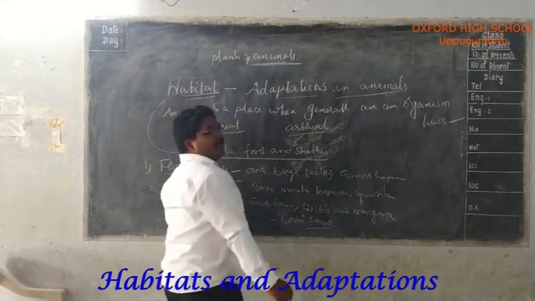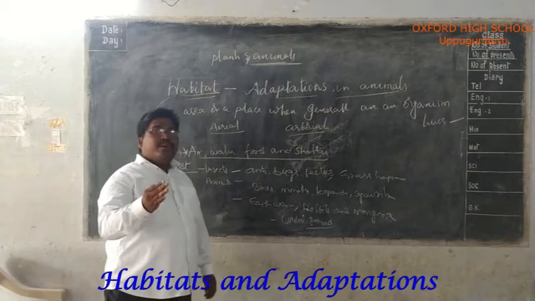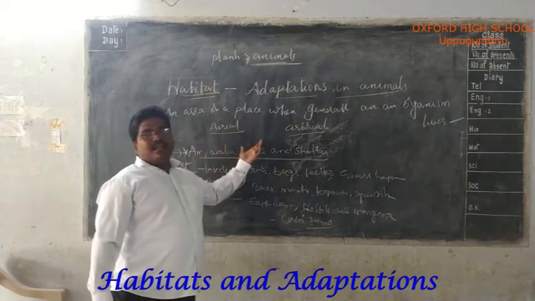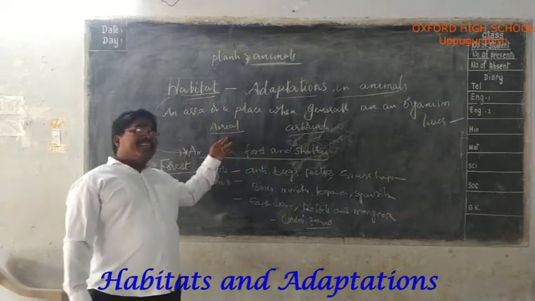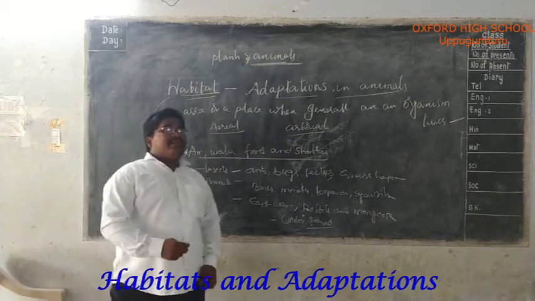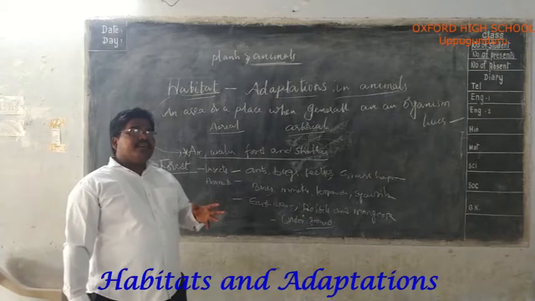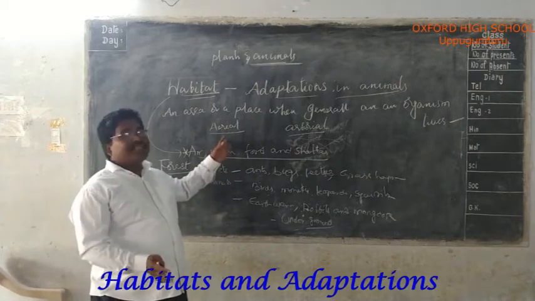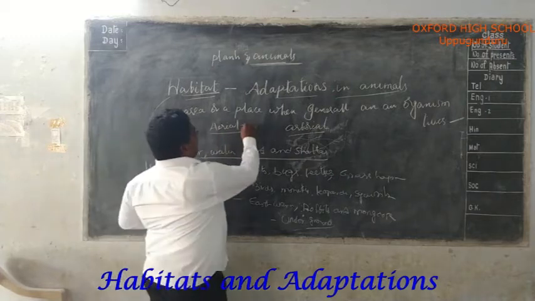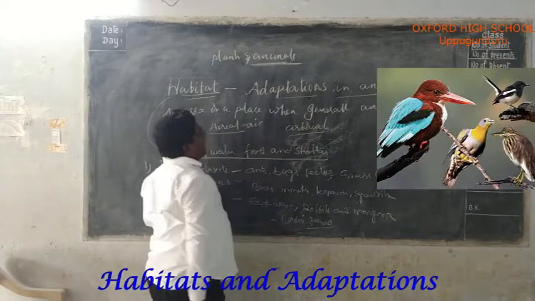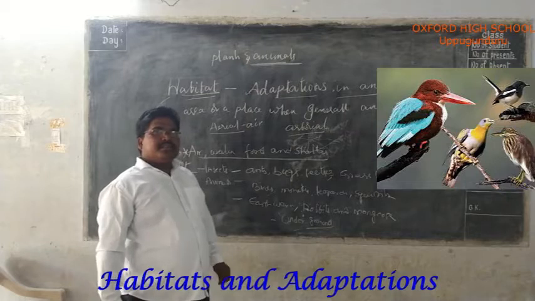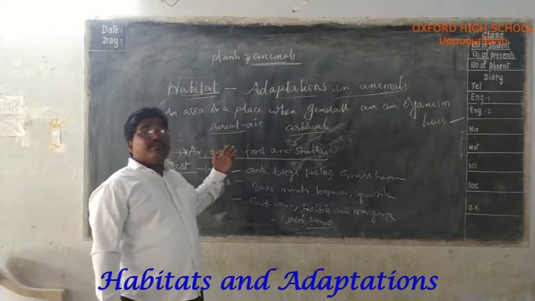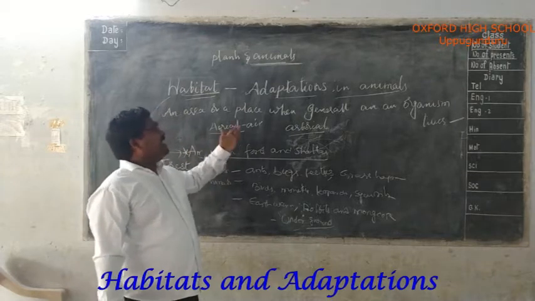Okay, aerial and arboreal. On the basis of living, animals are categorized into two types: aerial and arboreal. What are aerial animals? Aerial animals are the organisms which spend most of their life in the air. For example, birds.